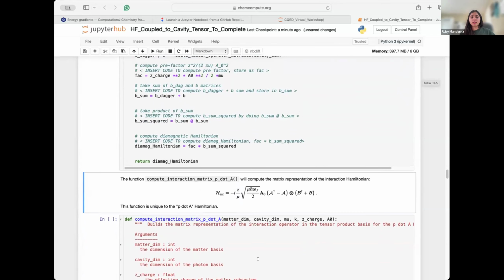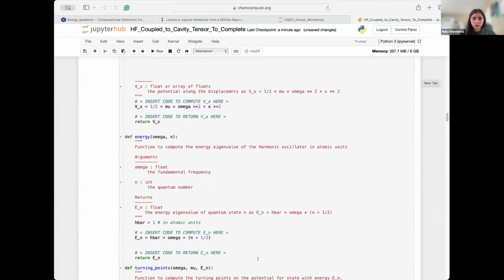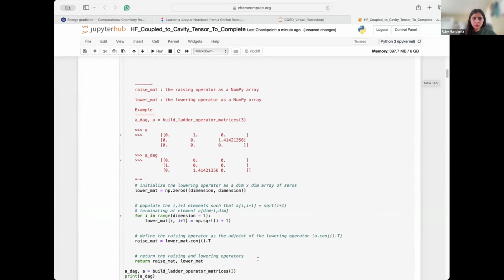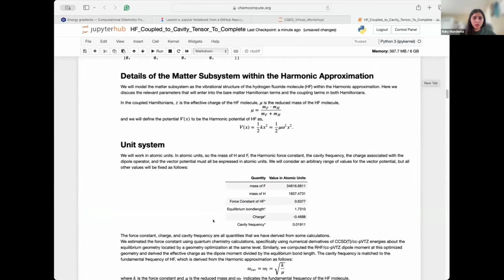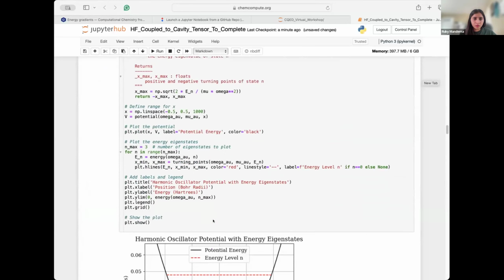And the last term in our Hamiltonian. So if I go up here, we have already completed the matter Hamiltonian term, the cavity Hamiltonian term, and the diamagnetic term. So in order to get this Hamiltonian P dot A, the last term left is the interaction term, and that's what we are going to compute now.